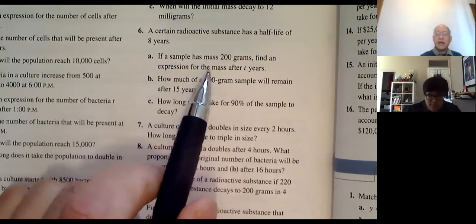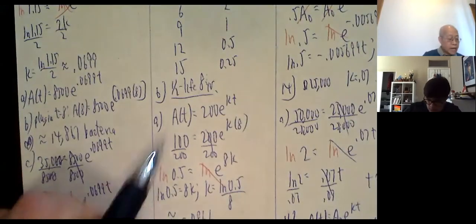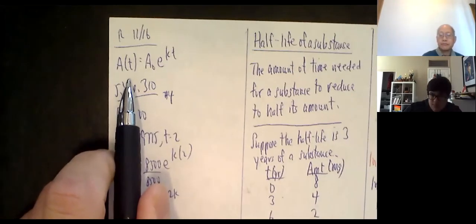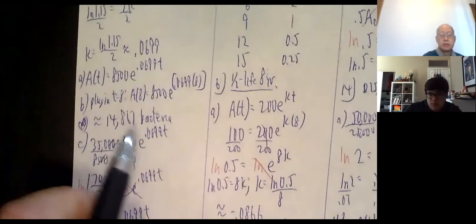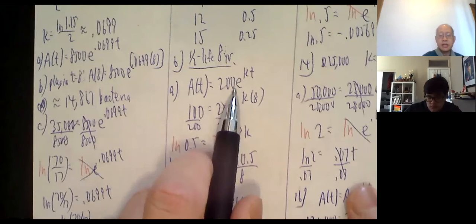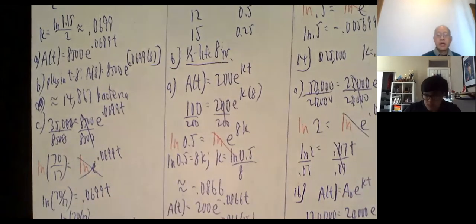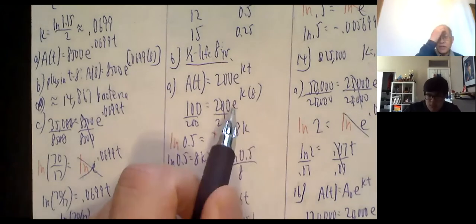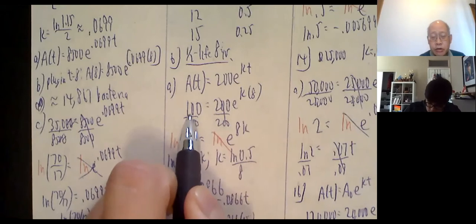All right, a sample mass has 200 grams. That's my initial amount. Okay, so my A0, A of t, so using this formula, A of t is A0, 200, e to the kt. Now, after 8 years, I have half the amount. So I plug in 8 here, I put 100 here.